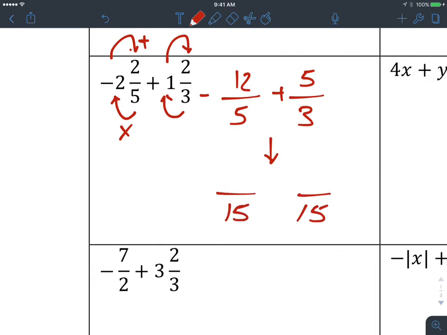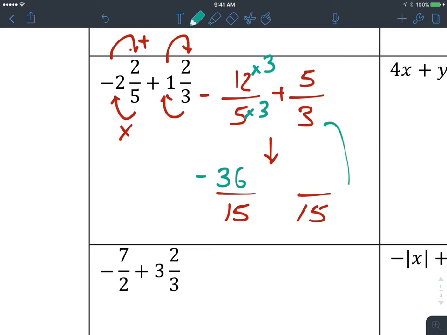5 to get to 15, I'm going to need to multiply it by 3. Let's use a different color. I need to multiply that by 3, so I'm going to do the same thing to the top that I did to the bottom. Now, remember, this is a negative number, so 12 times 3 is going to give me -36.